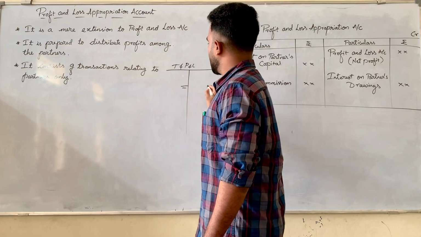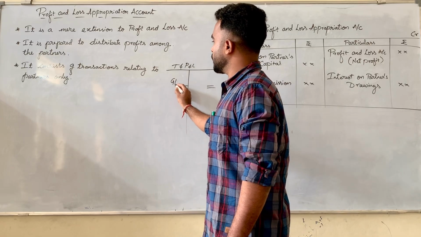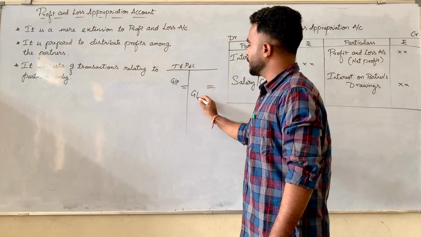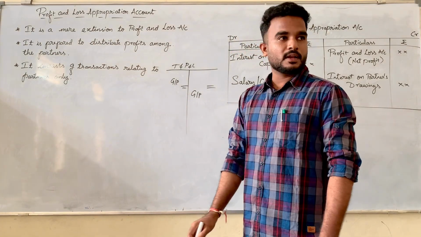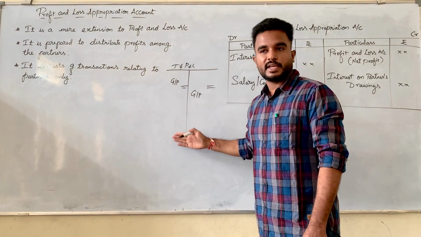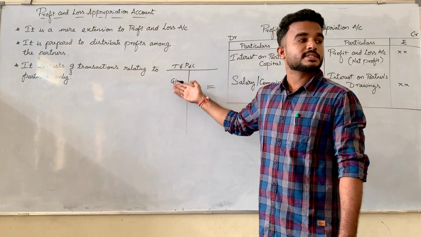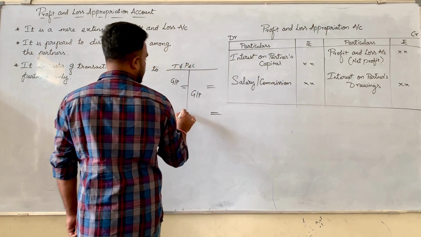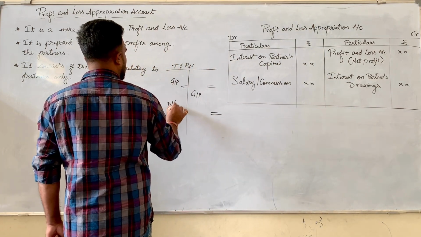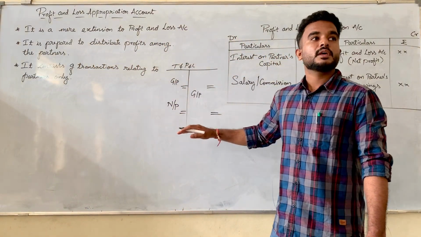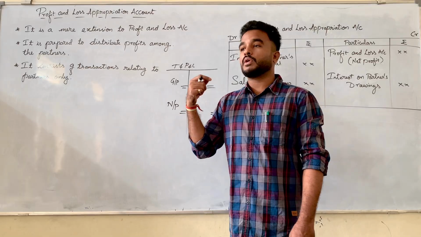After doing trading account, we used to get something called gross profit. And the same gross profit was carried forwarded to which account? Profit and loss account. That means profit and loss account was an extension to trading account. And now, after doing profit and loss account, we will get something called net profit.